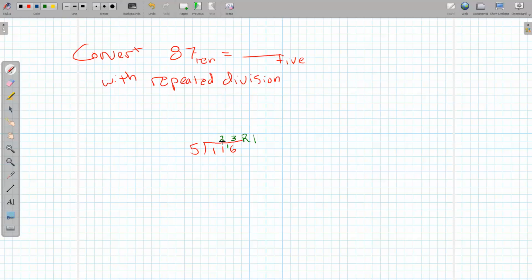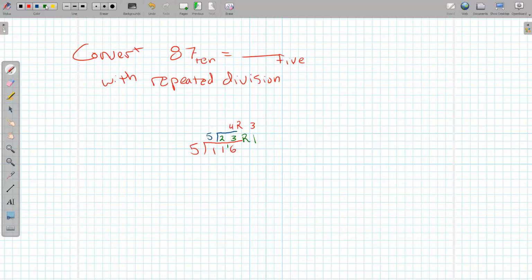And then what I do is the 23 now, I look for groups of 5 again. So I take that 23 there and I ask myself, how many groups of 5 are in 23? Okay. 5 doesn't go into 2, but it does go into 23. How many times? Let's see, how about 4 times? Because 4 times 5 is 20. And then there's a remainder of 3.